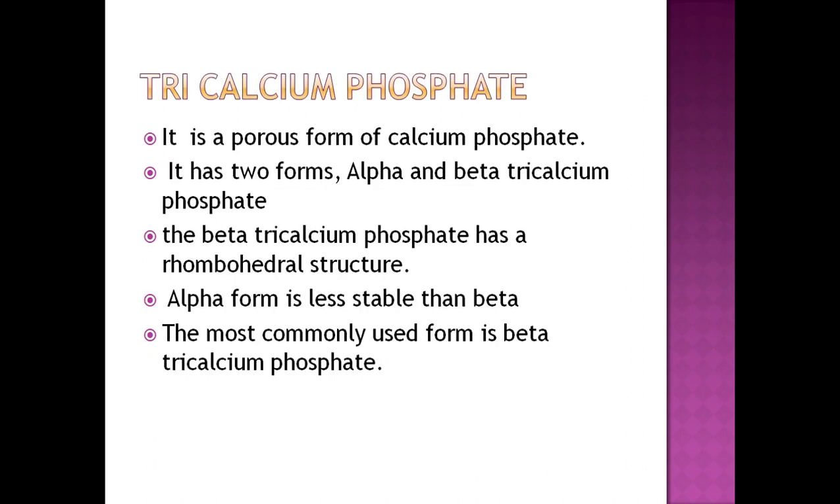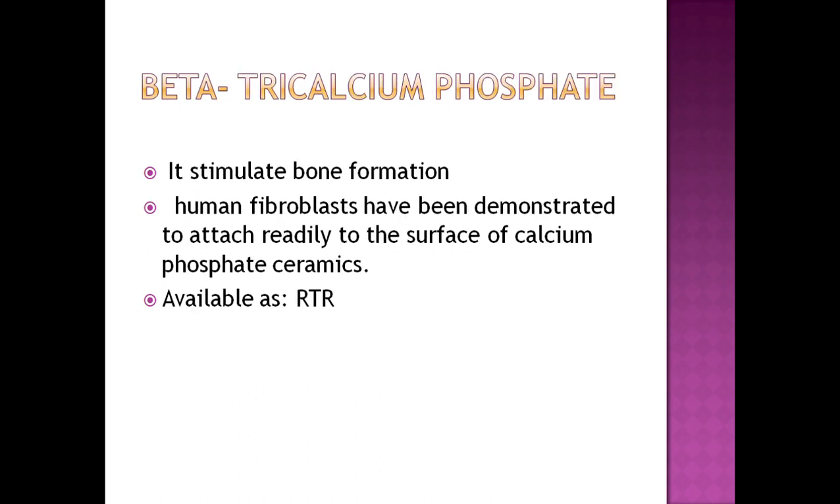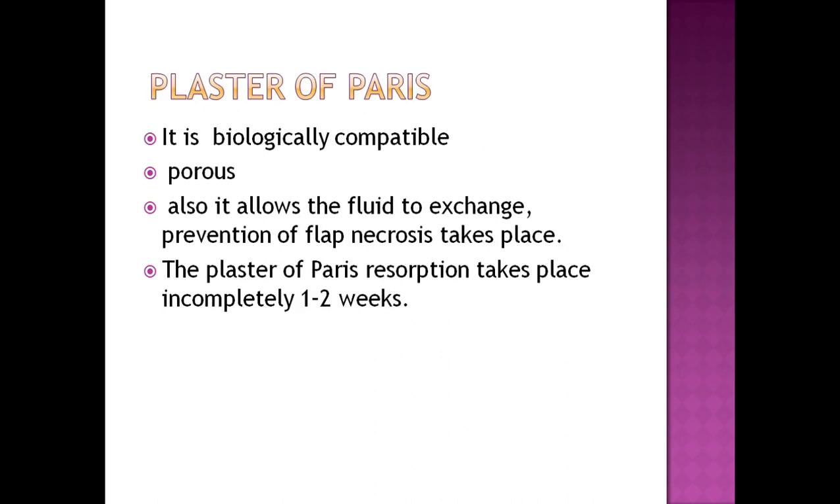Next is tricalcium phosphate. It is a porous form of calcium phosphate. The calcium phosphate is available in two forms, alpha and beta, but the alpha form is much less stable as compared to beta. Beta tricalcium phosphate is most commonly used for periodontal defects. It stimulates bone formation. Human fibroblasts have been demonstrated to attach readily to the surface of calcium phosphate ceramic. Commercially available as RTR.